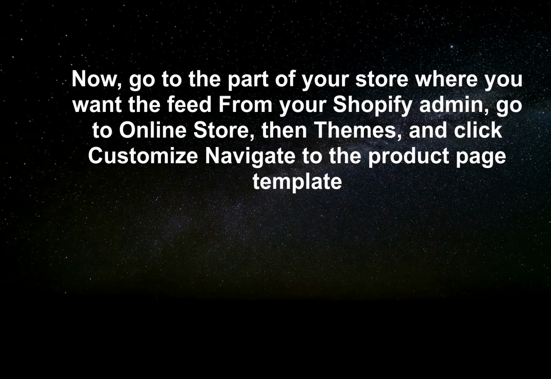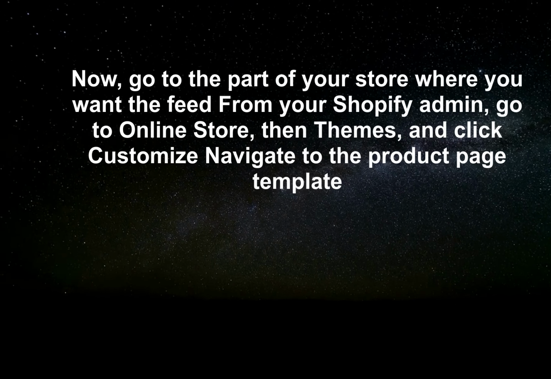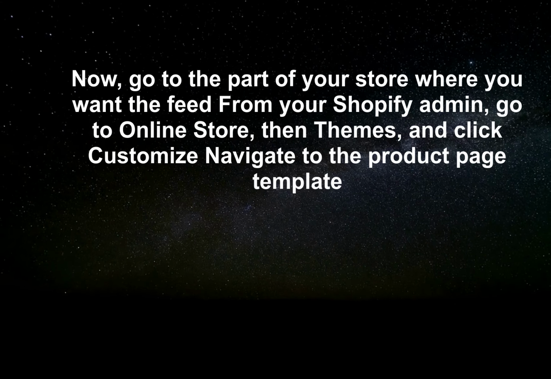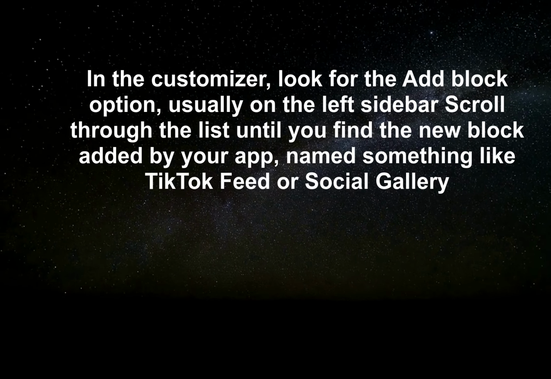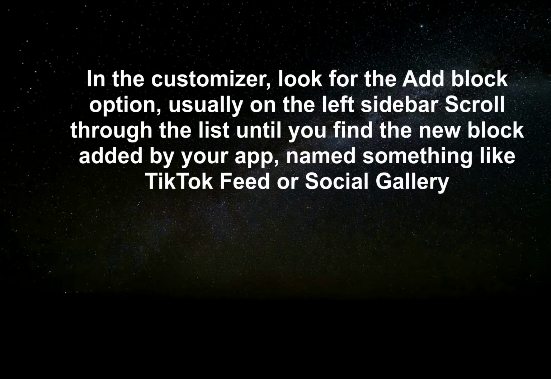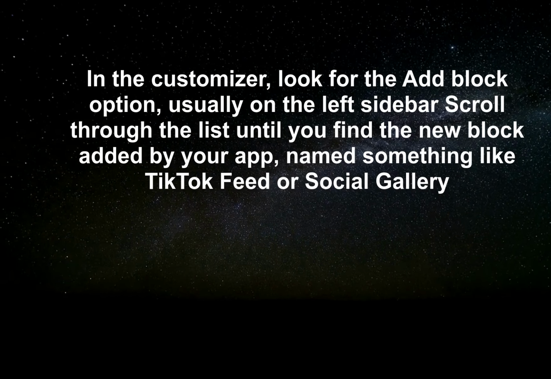Now go to the part of your store where you want the feed from your Shopify admin. Go to Online Store, then Themes, and click Customize. Navigate to the product page template. In the customizer, look for the Add Block option, usually on the left sidebar.